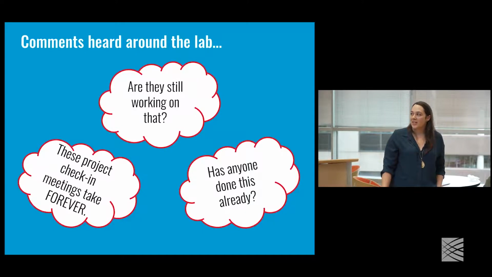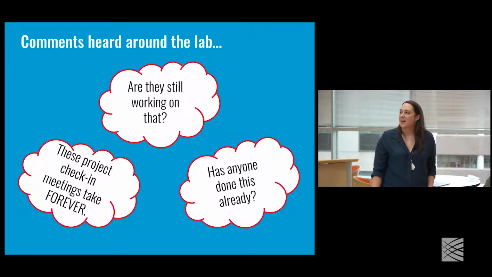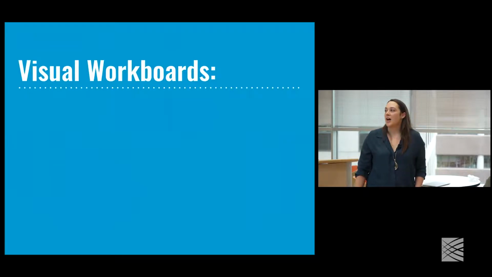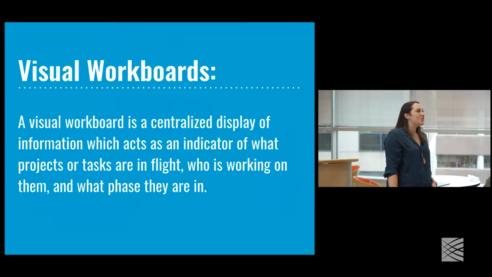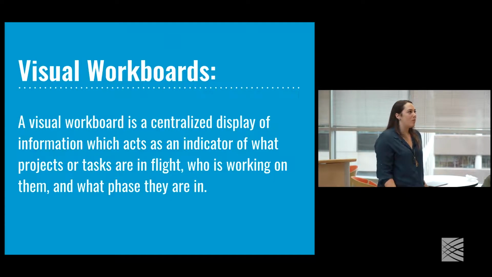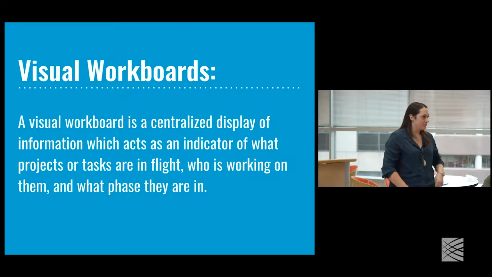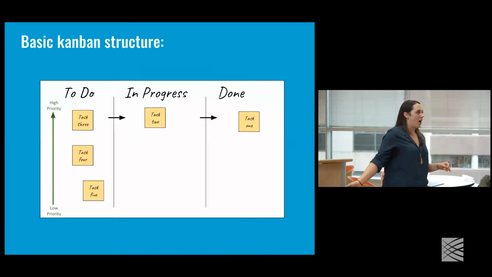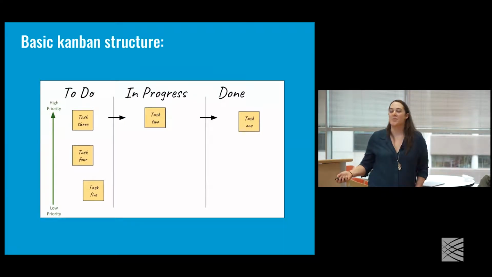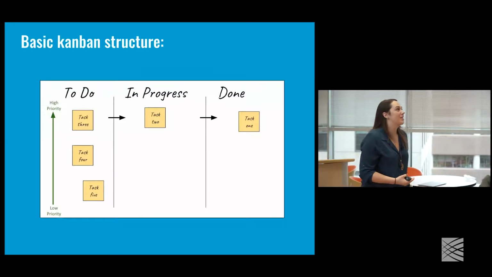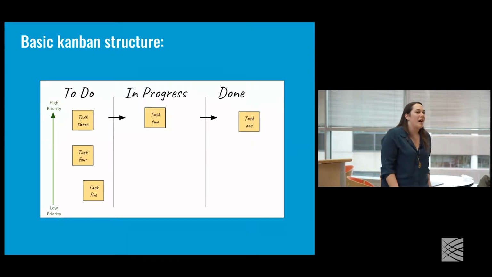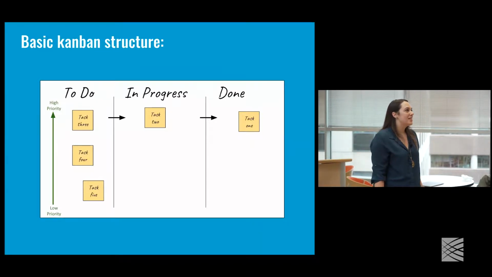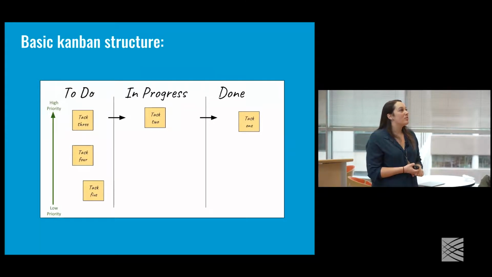So the first tool I'd like to talk to you about in this case are visual workboards. A visual workboard is a centralized display of information which acts as an indicator of what projects or tasks are in flight, who is working on them, and what phase of the process they're in. Pretty straightforward. And so I want to introduce to you the basic Kanban board. The word Kanban literally means board in Japanese. This is a principle that grew out of lean manufacturing practices. And the basic Kanban board is very simple.